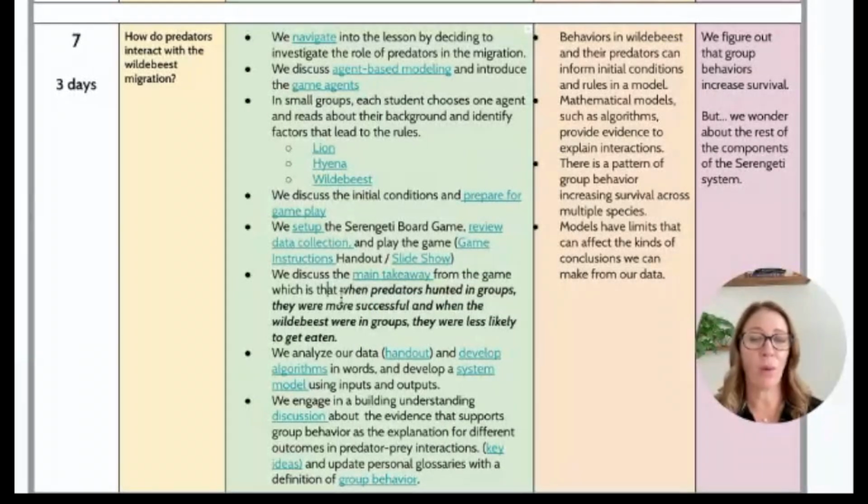The main idea is that when predators hunted in groups, they were more successful. And when the wildebeest were in groups, they were less likely to get eaten. Now, we're going to really stamp this in the building understandings discussion that's going to come at the end of analyzing our data and developing some algorithms. But students can already kind of see that. And this is the main thing that needs to come out of this entire lesson, is that group behavior is beneficial.